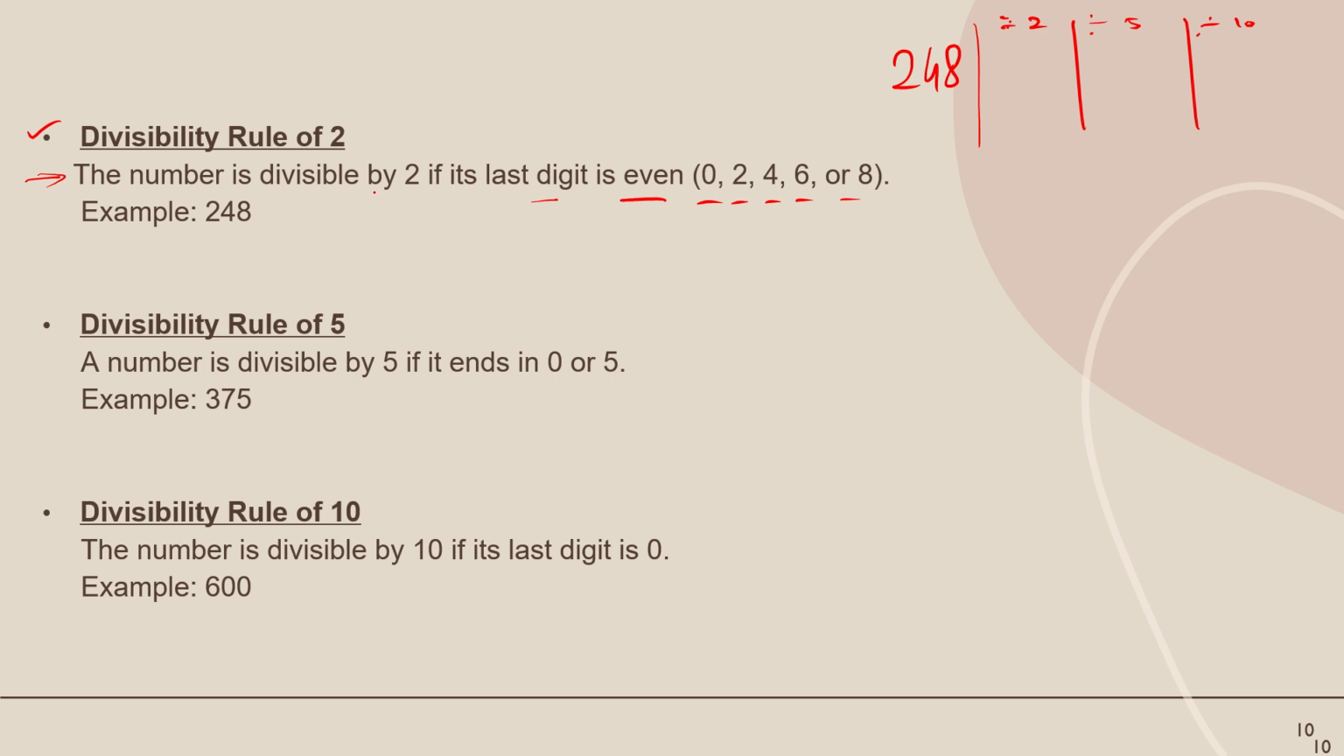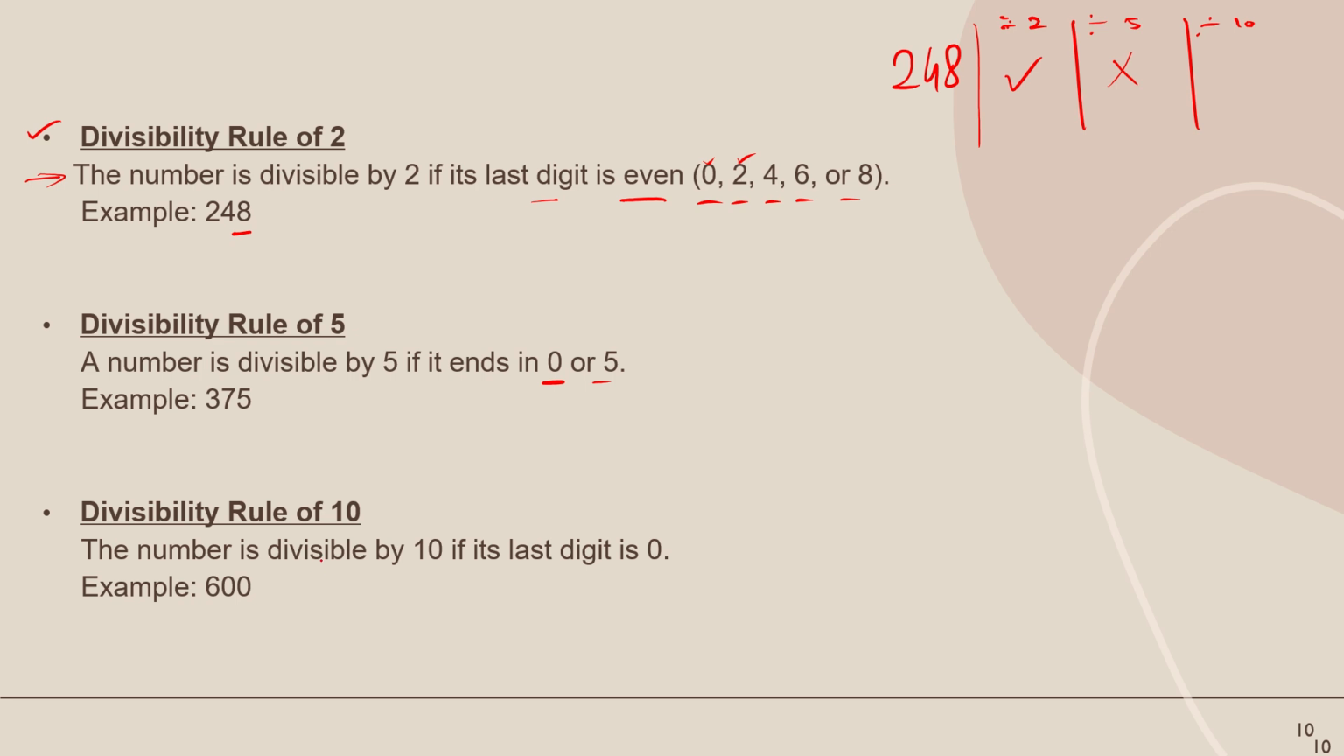What are the conditions for 2? The last digit should be 0 or an even number. Now the last digit is even, so 248 is divisible by 2. Now for 5, a number is divisible by 5 if it ends in 0 or 5, but here in 248 there is no 0 or 5, so 248 is not divisible by 5.